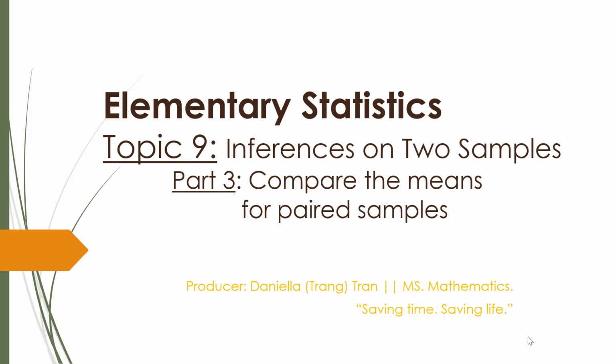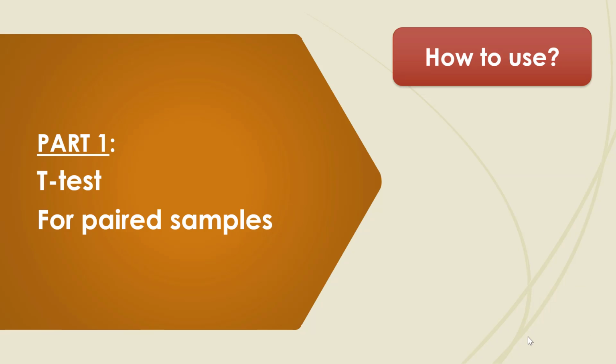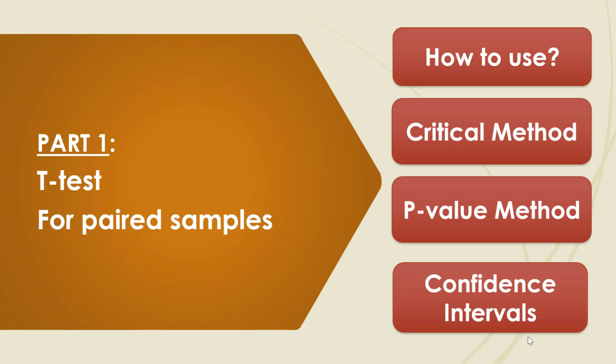It's Daniel here, and today I'm going to show you how to compare the means for paired samples. In order to compare the means for paired samples, we are going to use the t-test. In the lesson today, I'm going to first show you how to use the t-test for paired samples, then how to perform the critical value method, the p-value method, and finally how to construct the confidence intervals for the difference of the means of two paired samples.